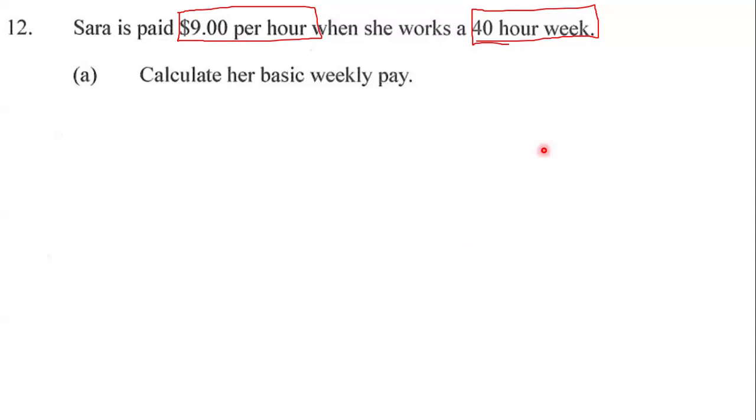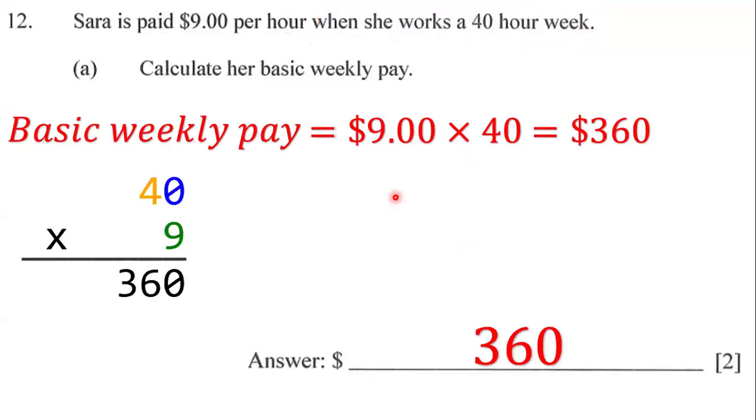Okay. All right. So 9 times 40 is gonna be what? $360. Yes, sir. Okay. Let's see. All you gotta do is multiply 9 times 40. I got 360 because 9 times 0 is 0 and 9 times 4 is 36. So the answer is 360.